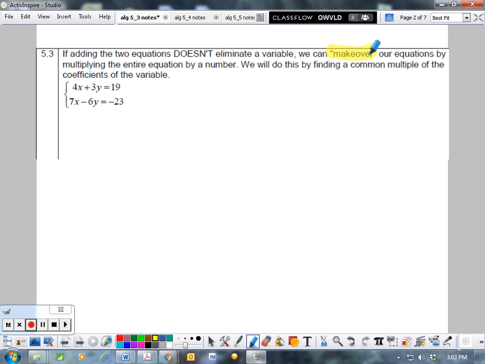And when I look at my system here, it looks like I can take this top equation and I can times by 2. If I times by 2, it's going to turn this y into a positive 6, which then I have a positive 6y and a negative 6y, same number, different signs, and I can add them together. So I'm going to times the whole top equation by 2. So 2 times 4x gives me 8x. 2 times 3y gives me 6y. Equals, and then 2 times 19 gives me 38.